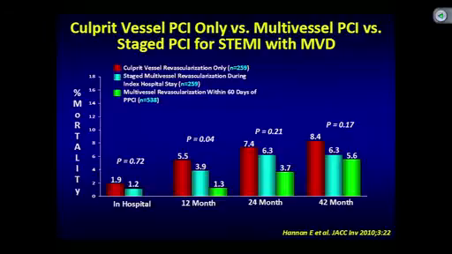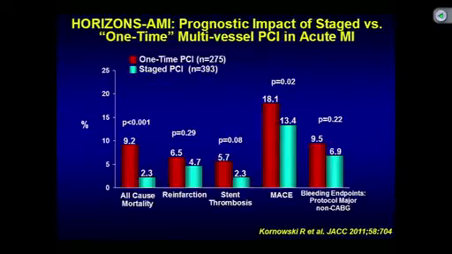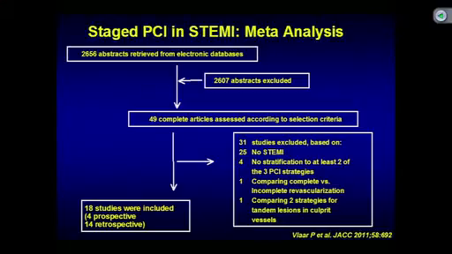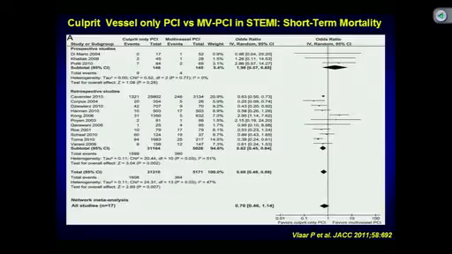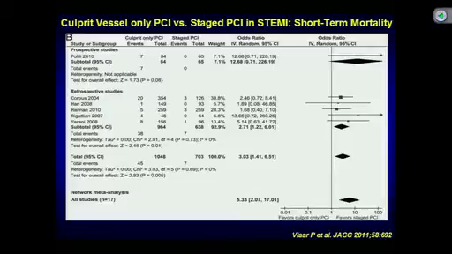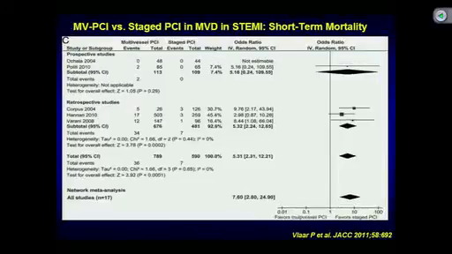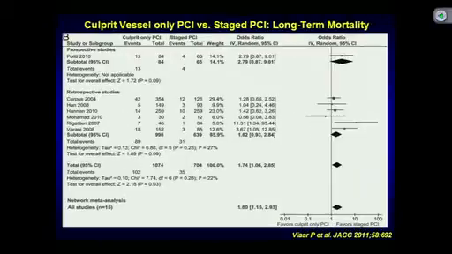Don't leave them undone. This is where we knew the data already, and then the latest data just came out from HORIZONS-AMI, which is staged versus one-time PCI. You can see here that one-time PCI of multivessel disease in acute MI was associated with a higher event rate of mortality, reinfarction, stent thrombosis, and MACE compared to staged PCI. And then there is a meta-analysis in the same month, taking 18 studies, 4 prospective and 14 retrospective, showing the same message. If you compare culprit vessel versus multivessel PCI, culprit vessel wins. If you compare culprit vessel only PCI versus staged PCI of the multivessel, staged PCI wins. If you compare multivessel PCI done in hospital versus staged PCI, again staged PCI of the multivessel disease wins. Short term data, and exactly similar data on long term mortality.